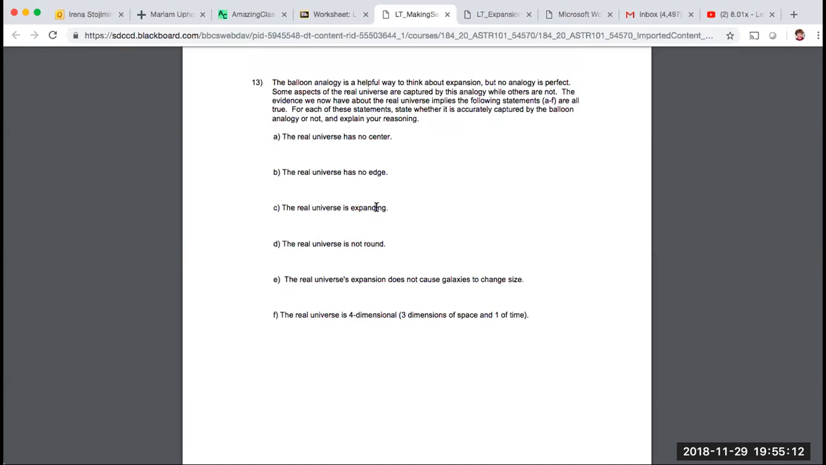And then C, the universe is expanding. It is captured, very good, because you can blow the balloon and expand it. D?